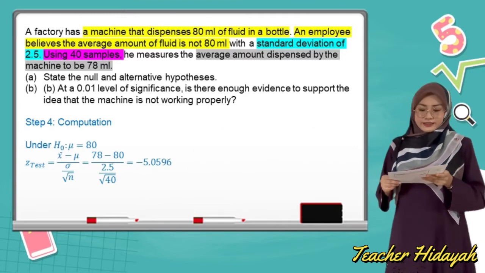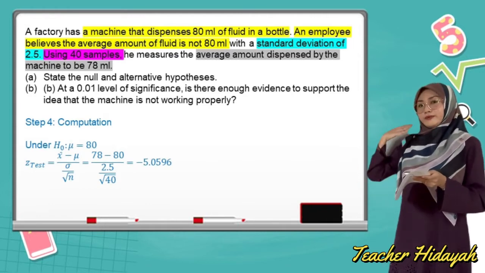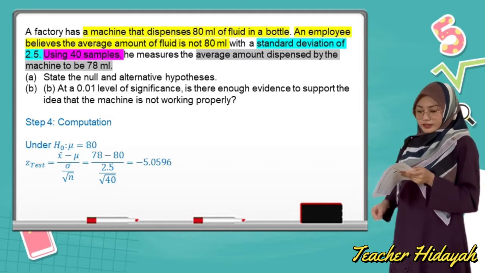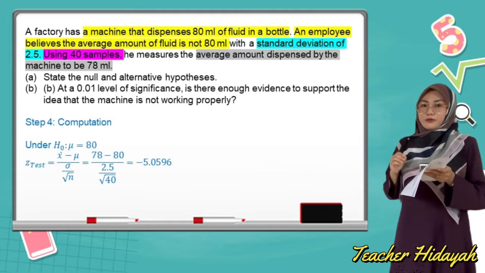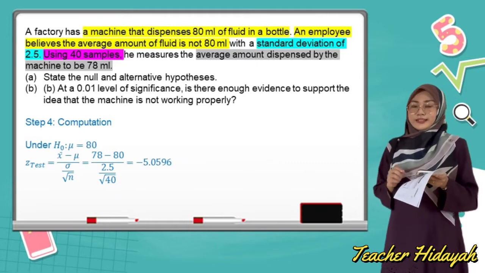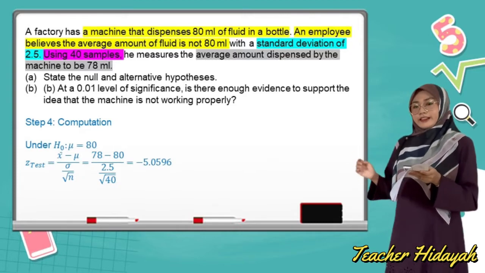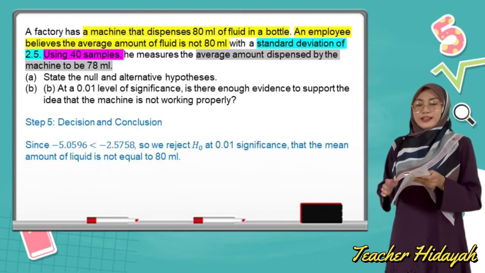We will calculate the z-test that we have decided in step 2. Just apply the formula and insert all the information that we got just now. So 78 minus 70 over 2.5 over square root of 40. Then we press the calculator and we get negative 5.0596.